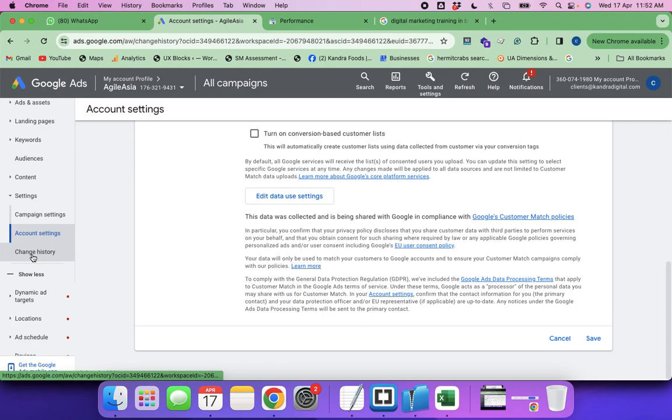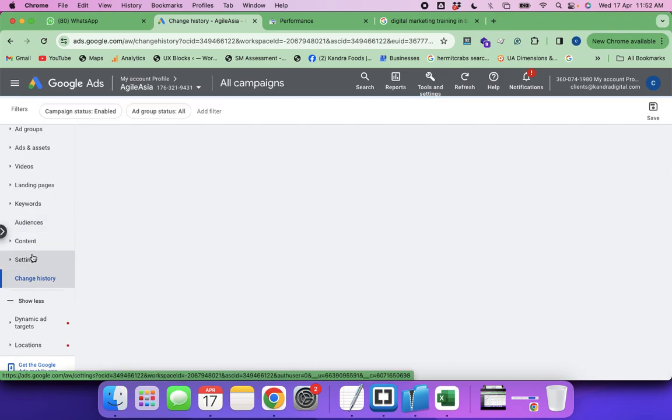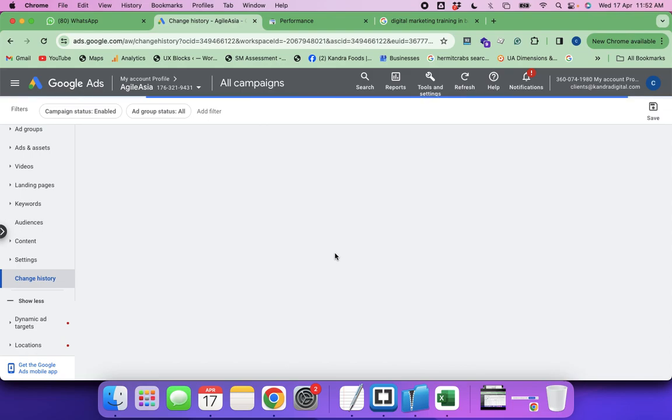So change history helps you understand this. If anybody has made any changes on this account and you would like to go through those changes, you can click on change history and you will see all the changes done in the last one day, last 24 hours, last 1 week, last 1 month or last 3 months. So the change history section basically helps you understand what changes were made in recent times, and some of them you will be able to revert and some of them you won't be able to revert. That's about the change history.